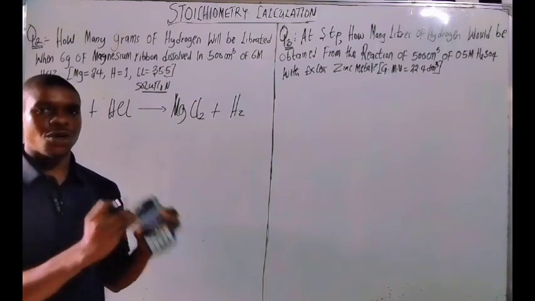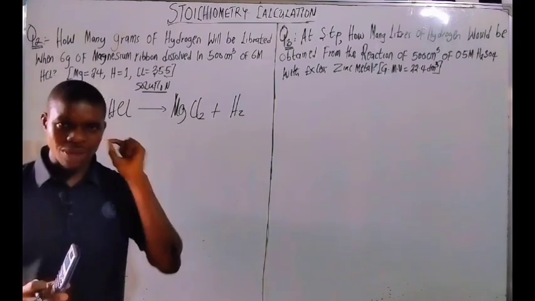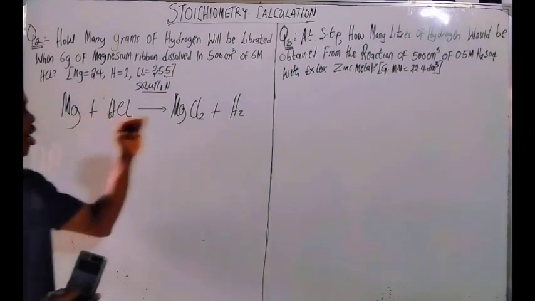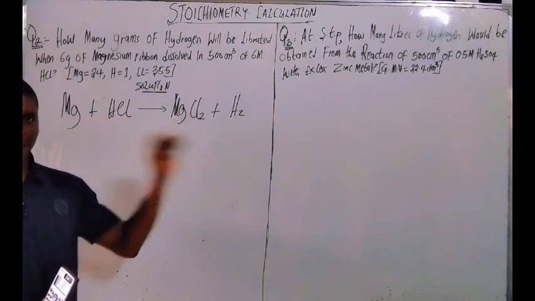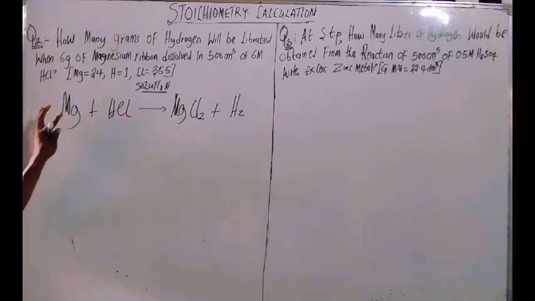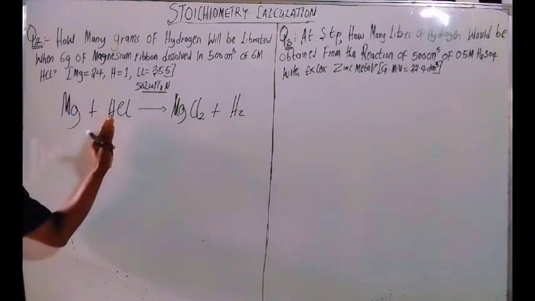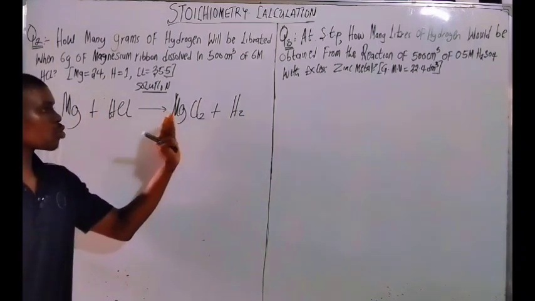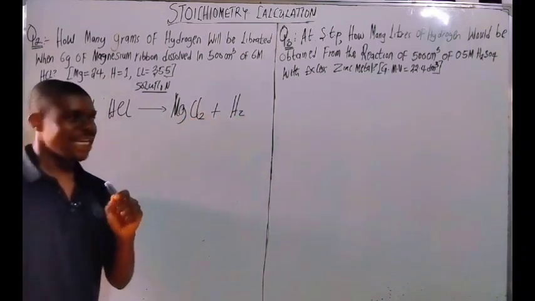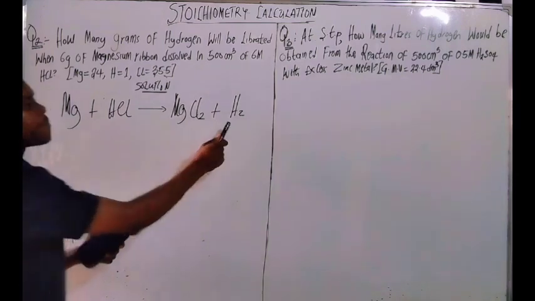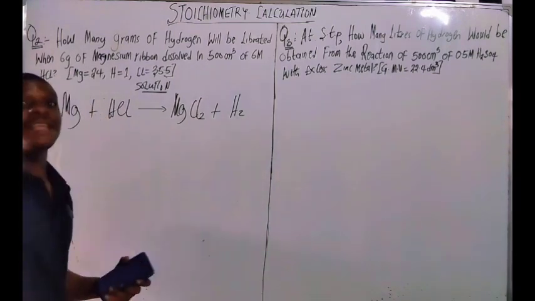Now this is writing a chemical equation, or predicting the chemical reaction. I don't want to go into this now because I don't want this video to be too lengthy. So when magnesium reacts with hydrogen chloride, we're going to produce magnesium chloride plus hydrogen gas. Do you understand? Now they're asking you what is the mass of hydrogen gas that is liberated.